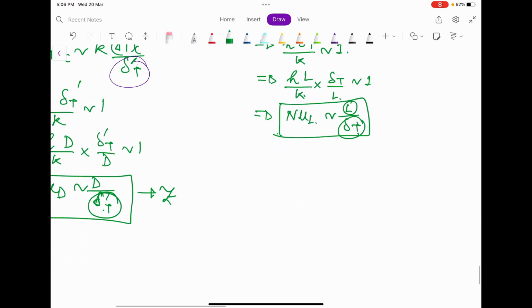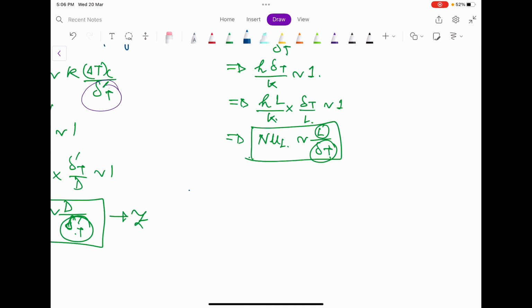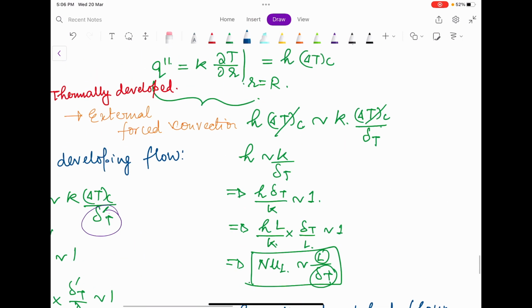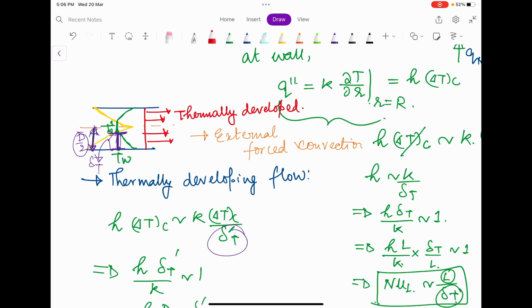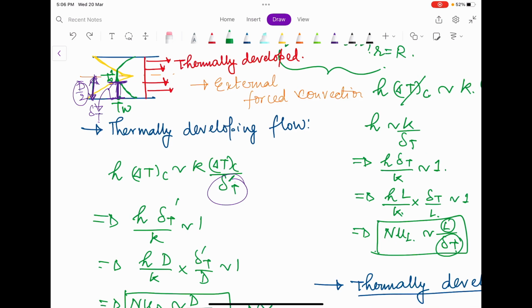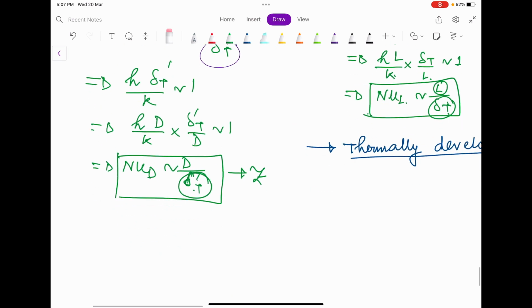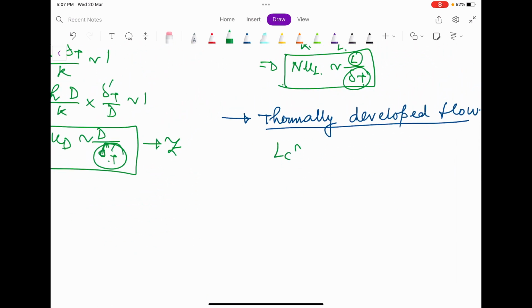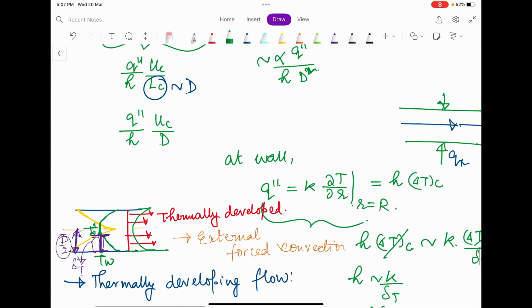Now if I consider thermally developed flow, so now you see that thermally developed flow means what? You are in this region, right? You are in this region. That means now if you draw the temperature profile, then it will be something like this. That is, the heat transfer is happening throughout the whole pipe. The heat transfer is happening throughout the whole pipe. Now the characteristic length LC here will be D, that I took here, D.